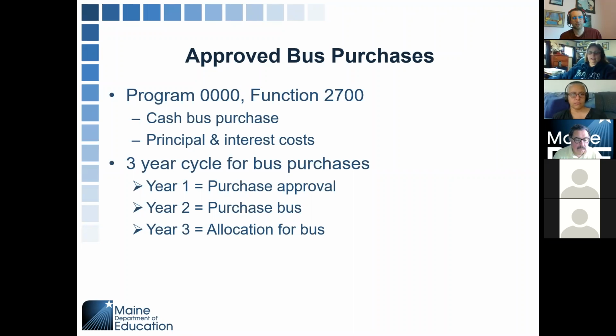Tyler, she does have a slideshow on the web under bus purchases that specifies the approval process and the timelines. Okay. Yeah, so if you want a much more detailed understanding of that bus approval process, Pat has those slides available.